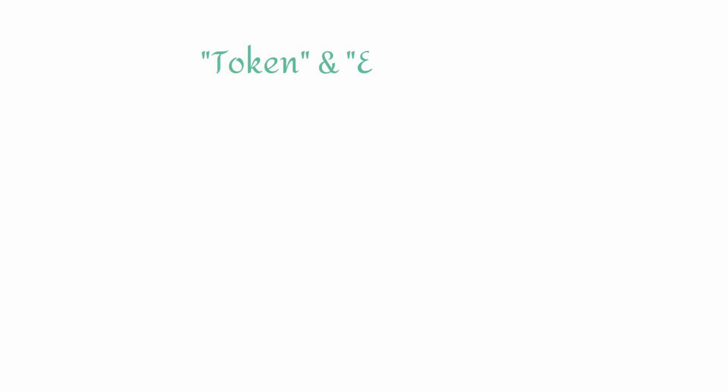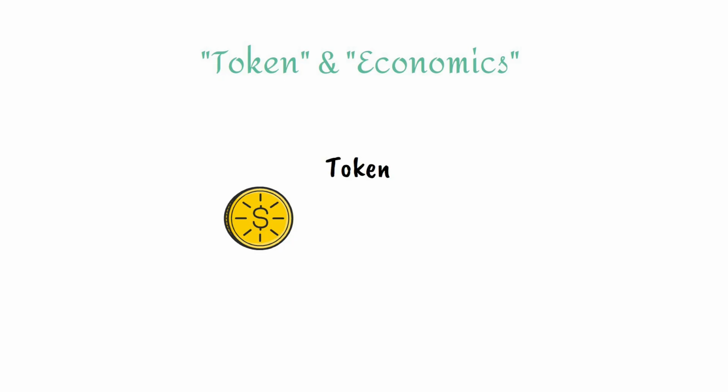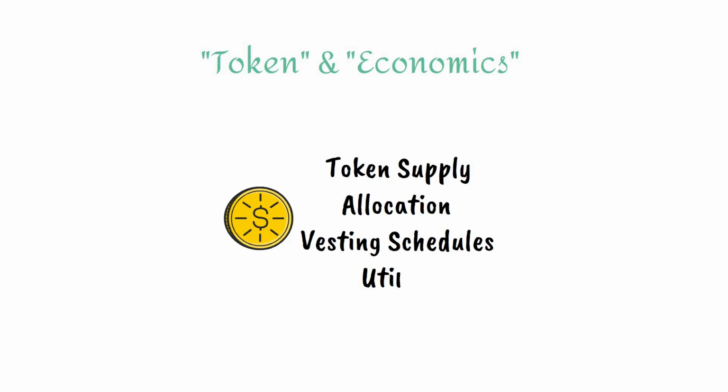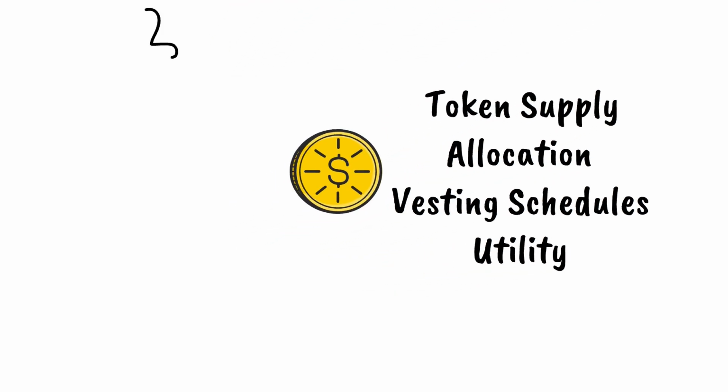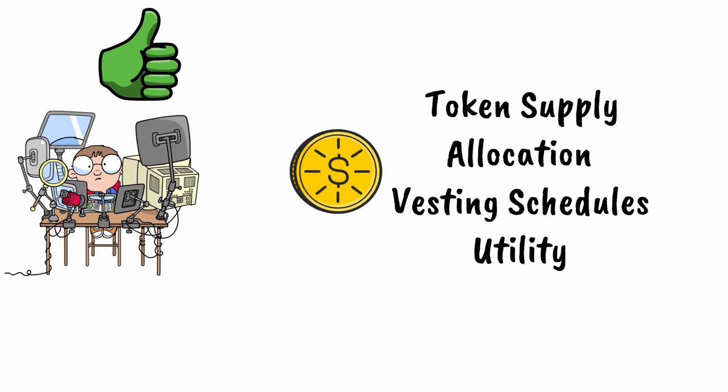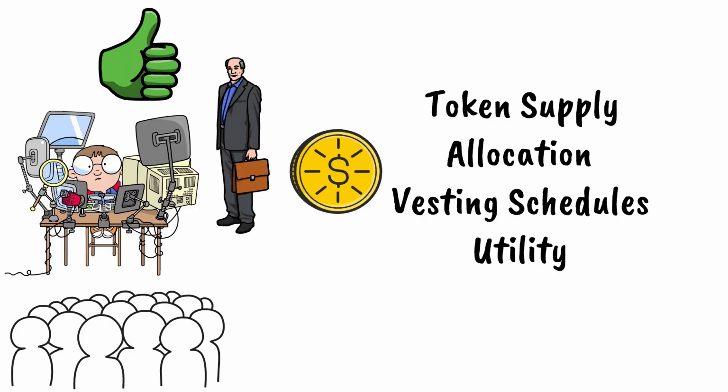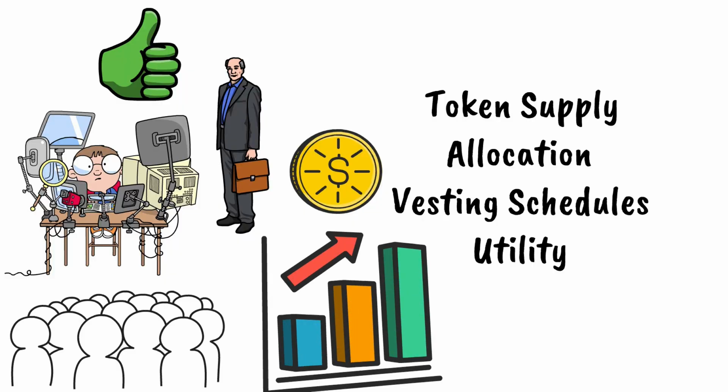All right, let's break down a term that sounds super complicated but really isn't: tokenomics. It's just a mashup of token and economics. Basically, it's all about how a crypto token is set up, like how many tokens exist, who gets them, when they're released, and how they're used over time. Good tokenomics means everyone, developers, investors, and users, has something to gain over time. It keeps the project healthy and growing.